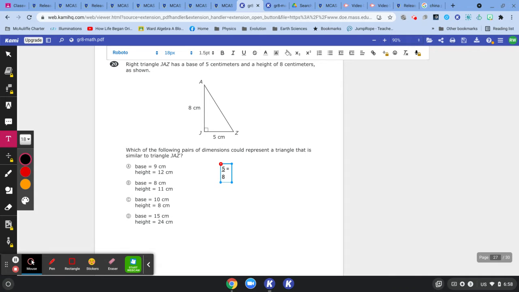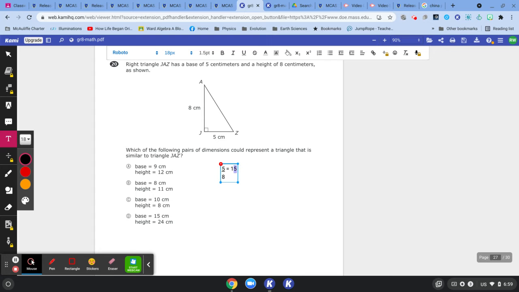8/11ths, you could probably figure out that 8/11ths is not going to match. 8/11ths is 0.727272 repeating. That does not match our 0.625. 8/11ths is too big. C is 10 to 8, so it's just twice as big as 5 to 8. So that leaves us with D, which is 15/24. 15/24 we could reduce. We could factor.